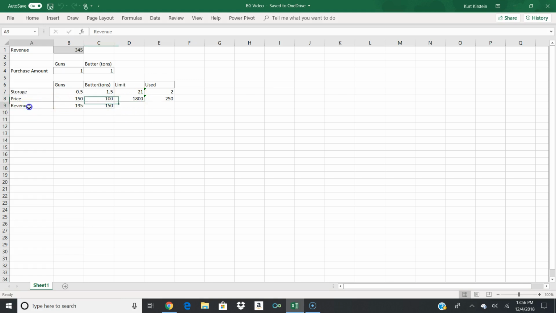The last thing we have down here is revenue. Revenue is what he's able to sell these products for. So he spends $150 to produce a gun, but he sells it for $195, which is a $45 profit.